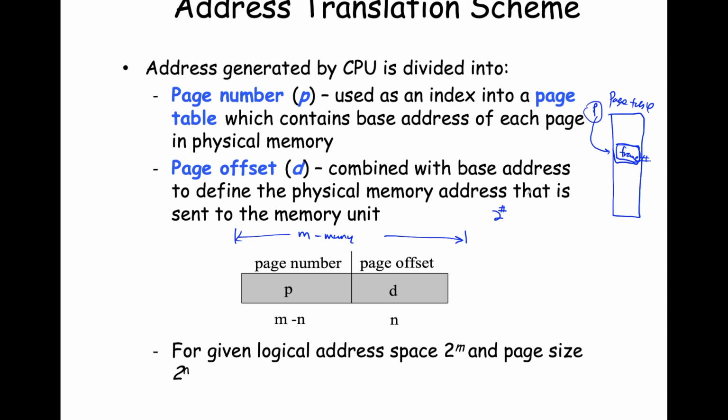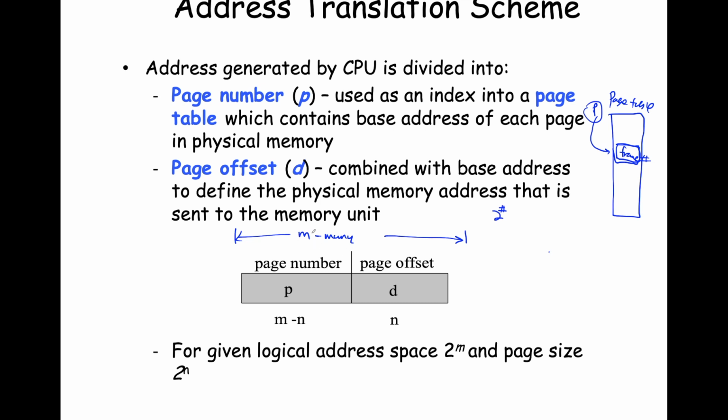And so this page table maps between page numbers and frame numbers. That's from the logical page number to the physical frame number. And the other part is a page offset, D. That page offset tells you where within the page that particular instruction is. And again, that offset is the same because the frame size and the page size are identical.